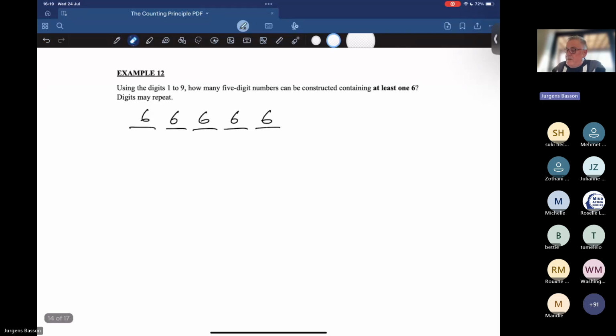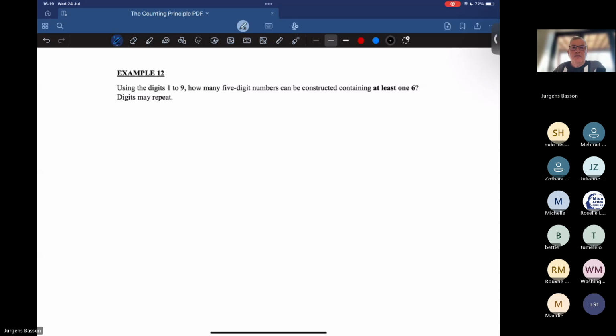Now, it's quite a task to try to work it out. So what we can think about here is that if we want at least 1 six, what is it we don't want? We don't want no 6s. So that is what we're going to calculate. We're going to do the opposite. We don't know how to calculate at least 1 six. So what about we calculate no 6?